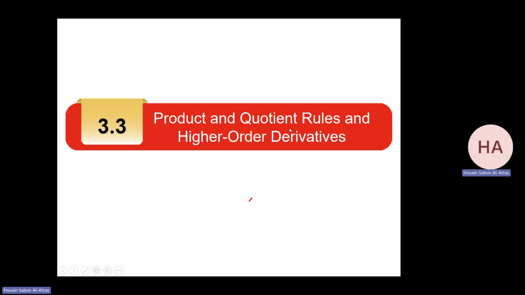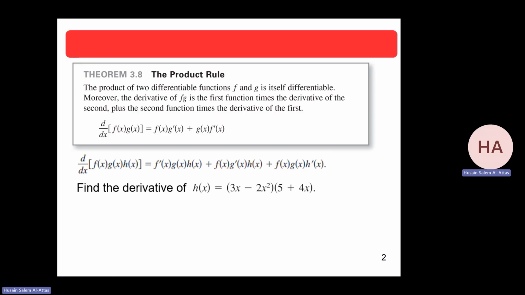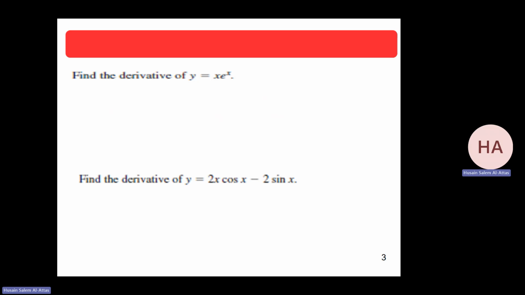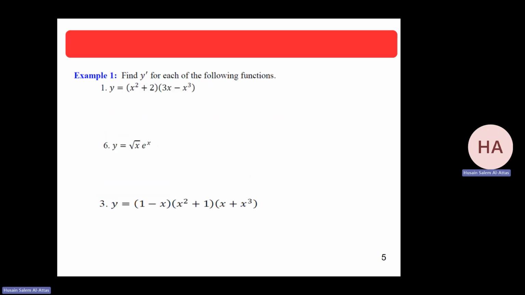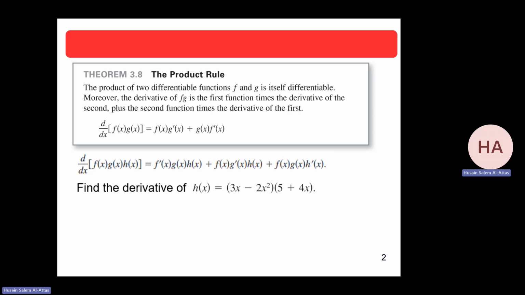We'll start now 3.3, which is the product and quotient rules and higher order derivatives. I will split it into different parts. I'll start with the product rule, explaining it first, and then we'll do problems and then do exercises from the old exams about the product rule.